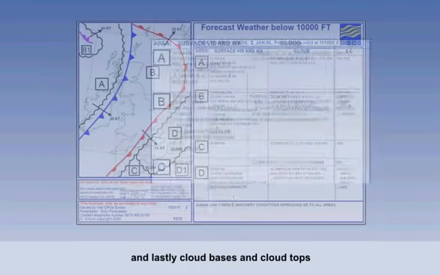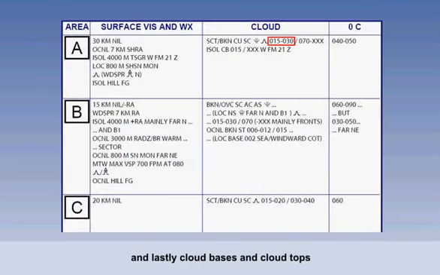The next set of cloud information relates to the base of the cloud, expressed in hundreds of feet above mean sea level. And then, followed by a forward slash, are the tops of the cloud, expressed in hundreds of feet above mean sea level. At the very end, there may be further information relating to where and when particular clouds and their hazard may occur.